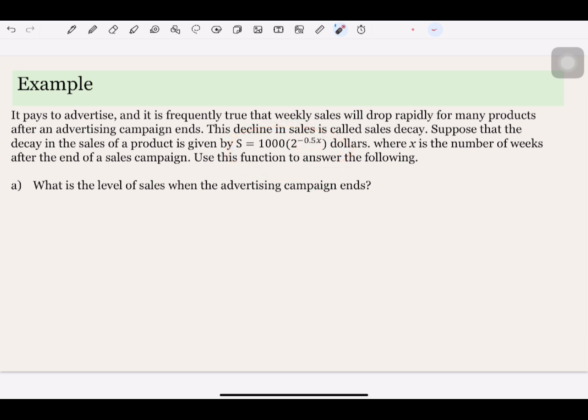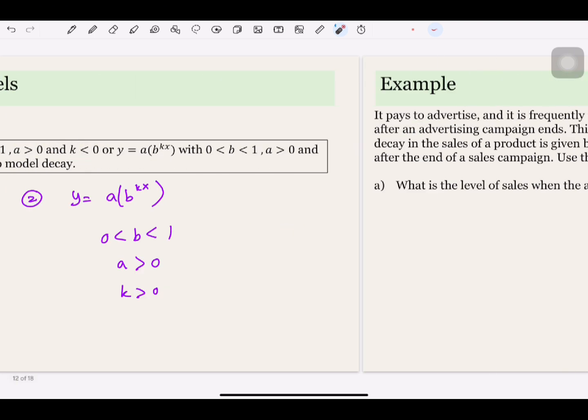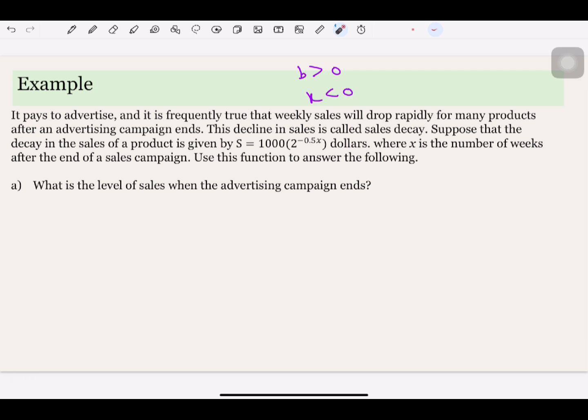First of all, you have to identify that this is a decay function. It's because your base is greater than 1, but your k value is less than 0, which means it is a function of this format. So the given function is a decay function. Here S represents the sales in dollars and x is the number of weeks after the campaign ends. The base 2 to the power negative 0.5x is the model that gives you the exponential decay.